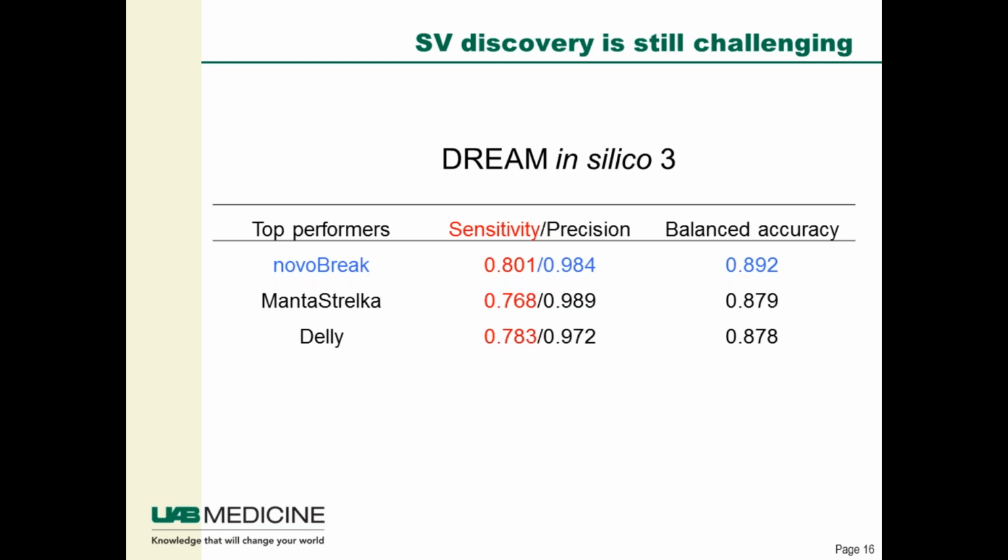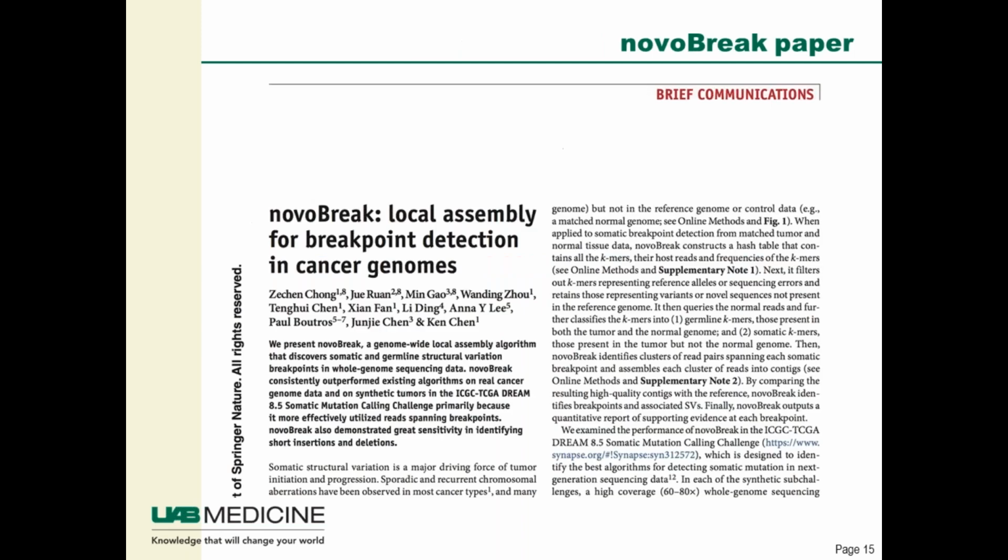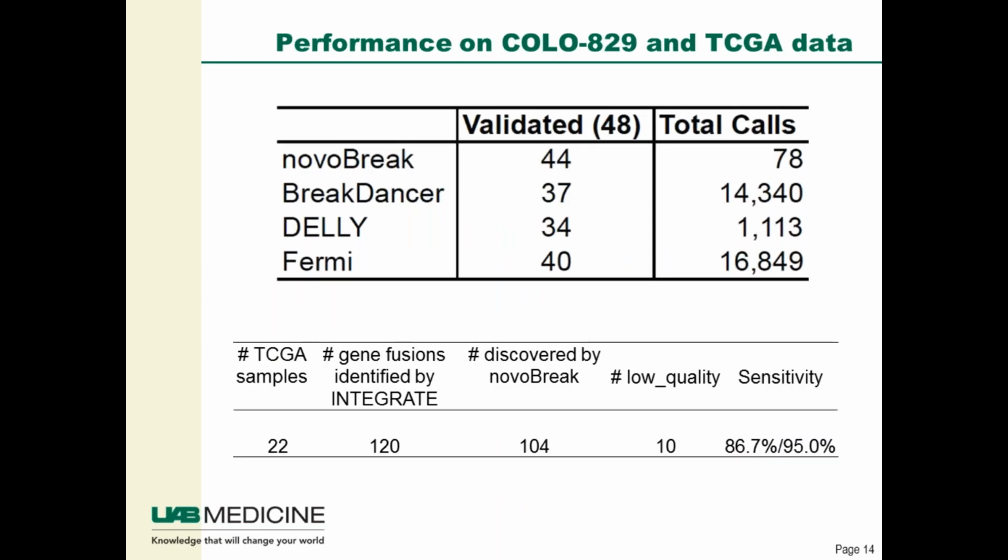Can I ask a question? You showed in an earlier slide about 120 gene fusions. Which cancer was that? Oh, it's breast cancer, breast carcinoma. How many of them are validated by any other biological methods?